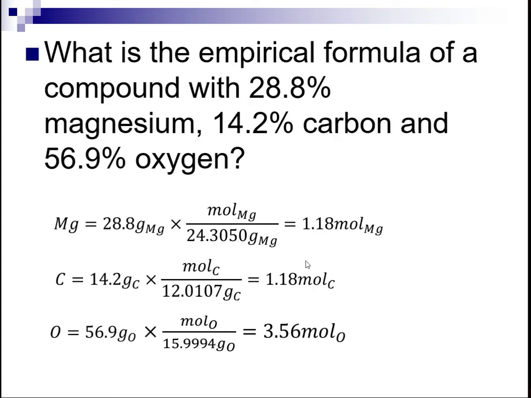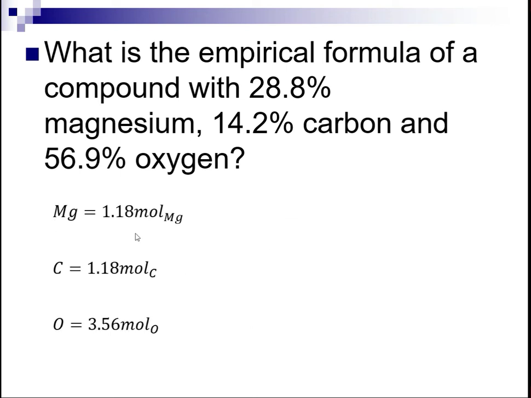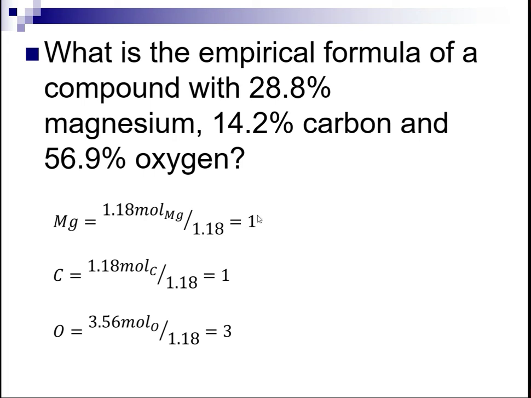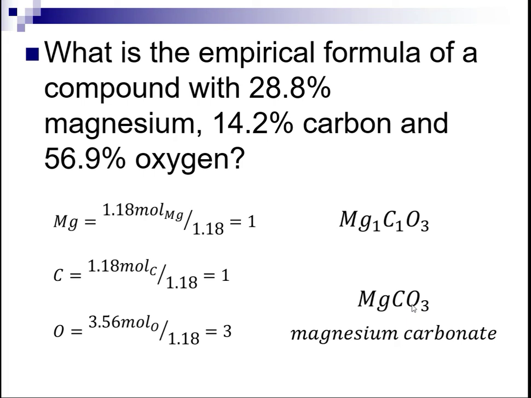So if I have these three masses, and I want to take these three masses and divide by the smallest, which happens to be 1.18, then I'm going to get a 1 to 1 to 3 ratio, which means this compound is Mg1C1O3, more commonly written as MgCO3, which is magnesium carbonate. So empirical formula can be determined from either masses or from percent composition.